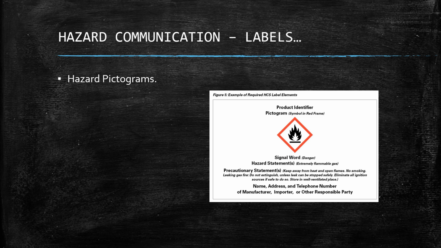Hazard pictograms. A pictogram is a composition that may include a symbol plus other graphic elements, such as a border, background pattern, or color, that is intended to convey specific information about the hazard of the chemical. 8 pictograms are designated under this standard for application to a hazard category. Under HAZCOM 2012, pictograms are black symbols on a white background with a red diamond border.